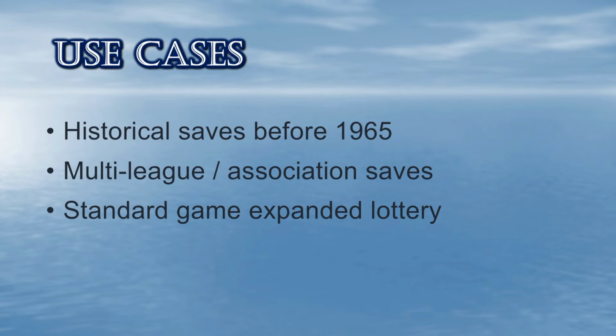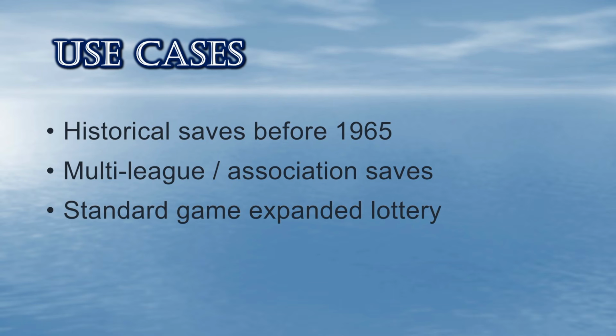Now let's talk about a few scenarios where this could come in handy for you. If you're playing a historical save from before the MLB draft was instituted in 1965, this can be a game changer. Players went straight into free agency in those days, and the richer clubs tended to make the biggest signings. Out of the Park Baseball's AI doesn't do a great job with minor league free agents, so this way will play much more realistically.